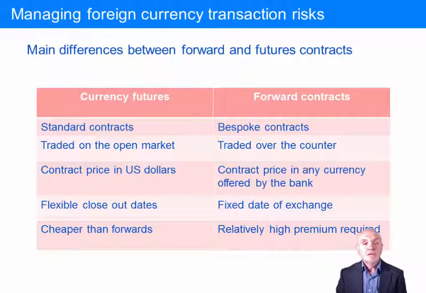When we move from forward contracts to futures contracts, the main differences are as follows. Currency futures are standard contracts, whereas forward contracts are bespoke over the counter. Currency futures are traded in the open market; forward contracts are traded over the counter. The contract price is in dollars. In forward contracts, there are many more options that may be available. In currency futures, there are flexible closeout dates.